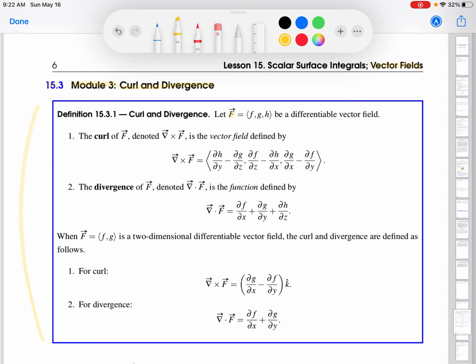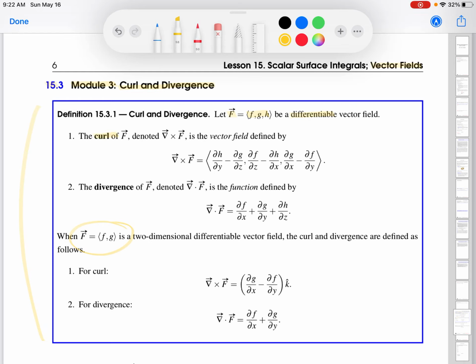I'm going to suppose for the moment that F is a vector field with three components, meaning that we're thinking of this vector field as being plotted in three-dimensional space. And then down here, we will go to the case when F is just a two-dimensional vector field. I'm also going to assume it's differentiable because the curl and the divergence are defined in terms of derivatives of the components of the vector field.